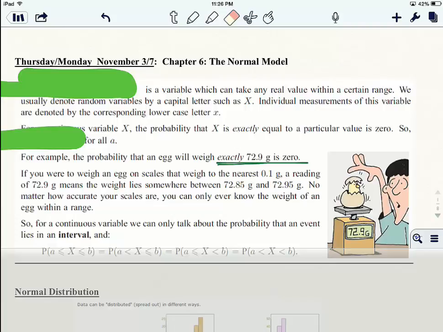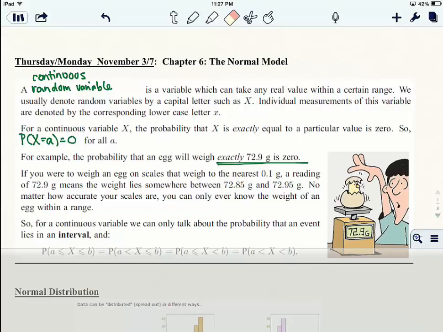Chapter 6, the normal distribution. A continuous random variable is a variable which can take any real value within a certain range. We usually denote random variables by a capital letter such as X, and individual measurements of this variable are denoted by the corresponding lowercase letter such as little x. For a continuous variable X, the probability that X is exactly equal to a particular value is 0.